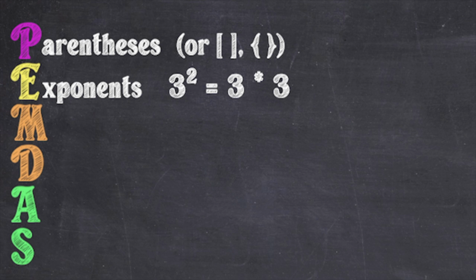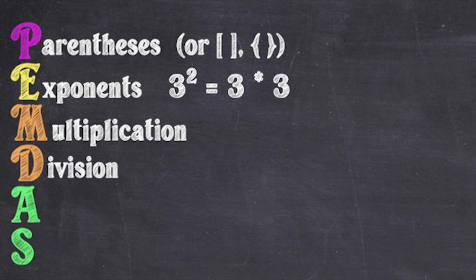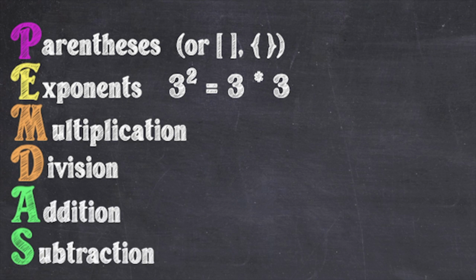The MD stands for multiplication and division. These two are done at one time. Read the expression from left to right and complete any multiplications or divisions as you go. The AS stands for addition and subtraction. Just like multiplication and division, these are done in one step. Read the expression from left to right and complete any additions or subtractions as you go.